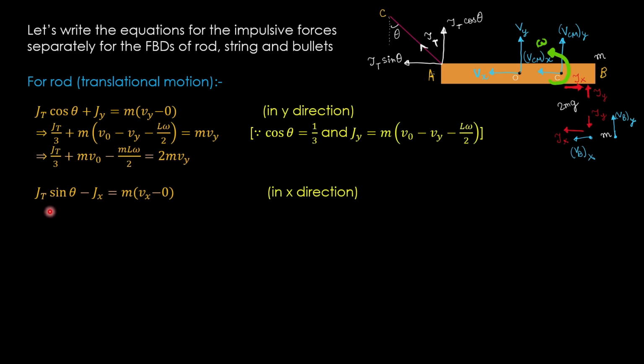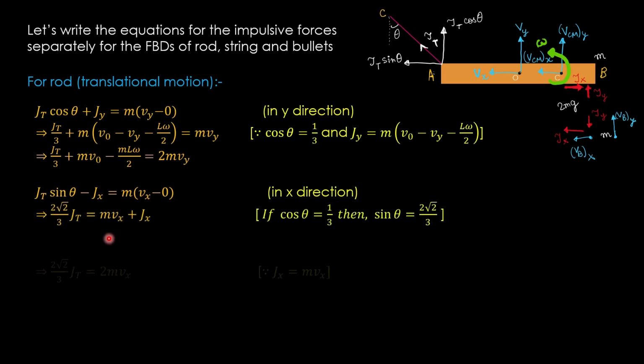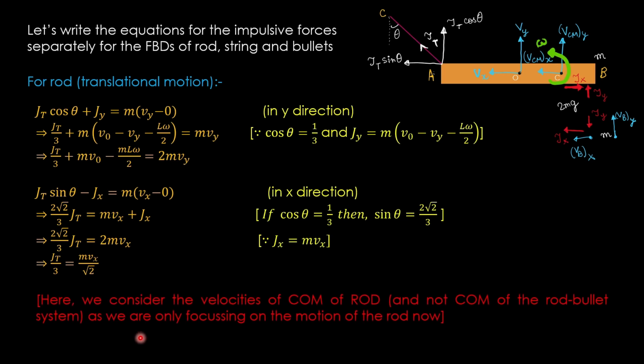Now in x direction we have jt sin theta minus jx equal to mvx minus 0. Alright, so we can again further simplify it in this way, and then we can find jt by 3 equal to mvx by root 2. We keep these equations as it is, and then we move to the next part, which is considering the rotational motion of the rod.